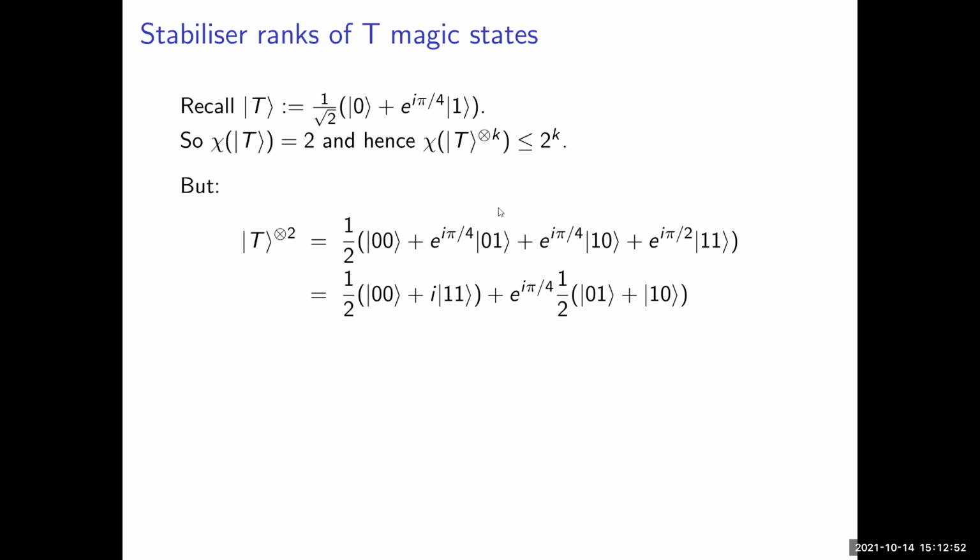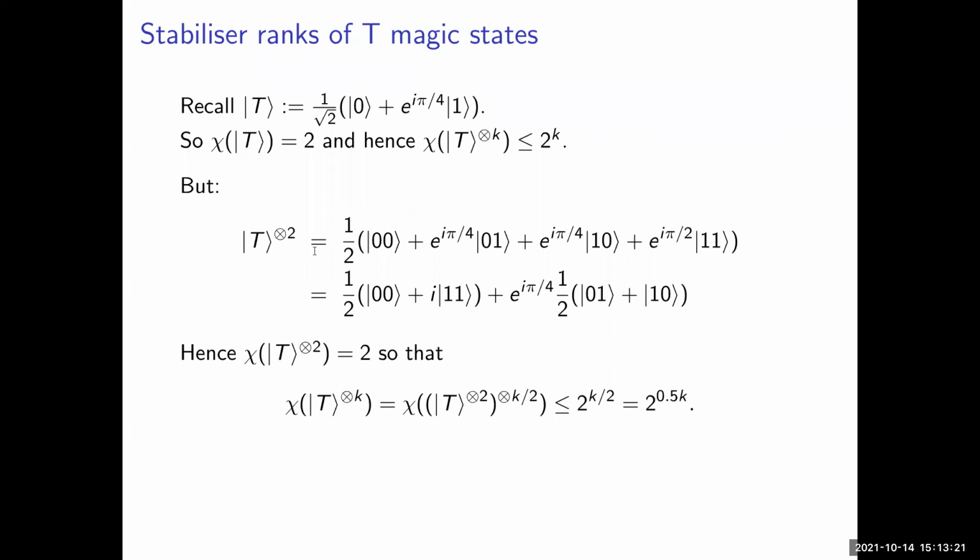But we can group them together cleverly. Namely, we can group together the first term here and the last term. And we see we get this 0,0 plus i 1,1. And we recognize this as a Bell state with an S gate on it. And the second part we can group together, we get the 0,1 plus 1,0, and we get this e to the i pi over 4, but this is now sort of a global phase here. And this is just a Bell state with a NOT gate on it. So we have these 2 entangled Clifford states. And that means that the stabilizer rank of 2 magic states is also 2.